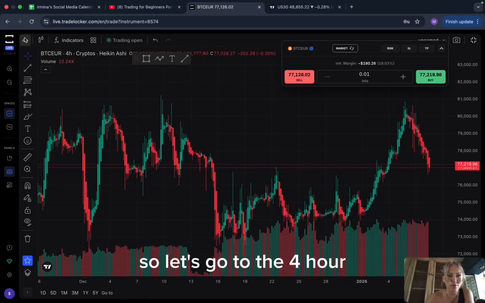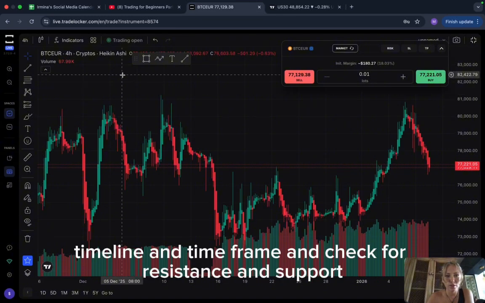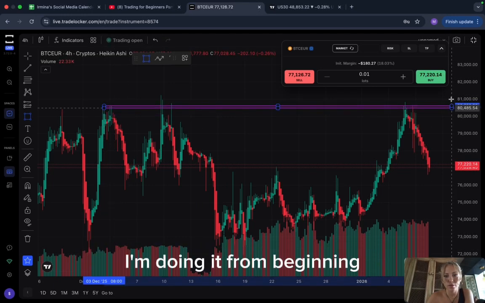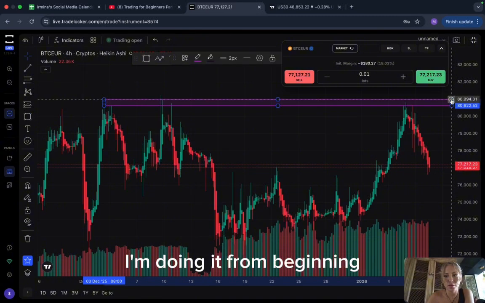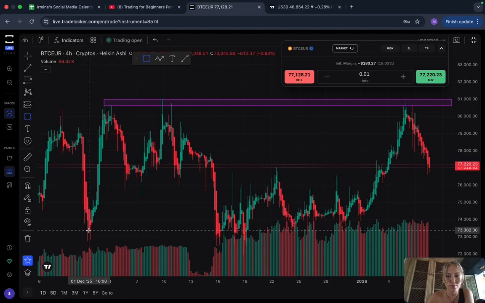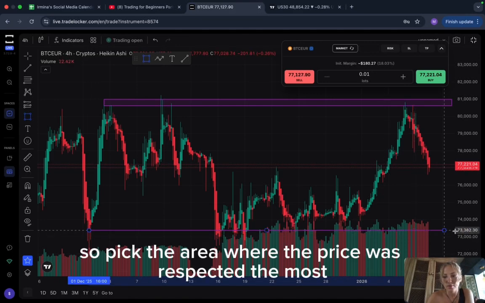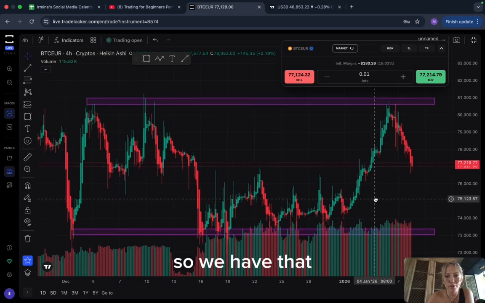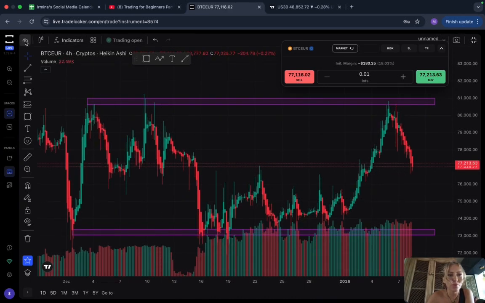Okay, so let's go to the 4-hour time frame and check for resistance and support. I'm doing it from the beginning, so you will see all the steps. So pick the area where the price was respected the most. So we have that. Let's go to 1 hour.